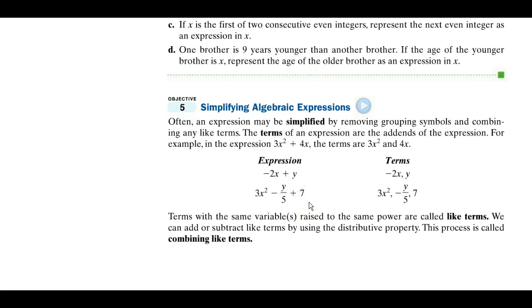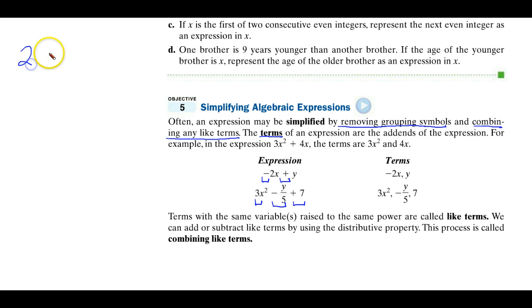Now, as we move to our last objective, simplifying algebraic expressions, we do so by removing grouping symbols and combining any like terms. Now, we need to then define what is a term. We already mentioned what is an expression. But terms are distinguished by separating them in an expression by either a negative sign or a positive sign. So in this expression, there are two terms. In this expression, there are three terms.